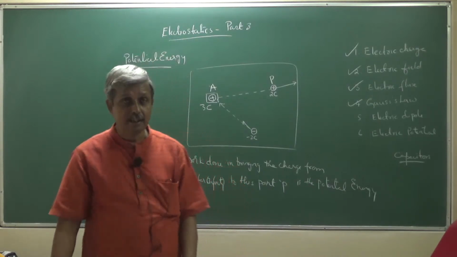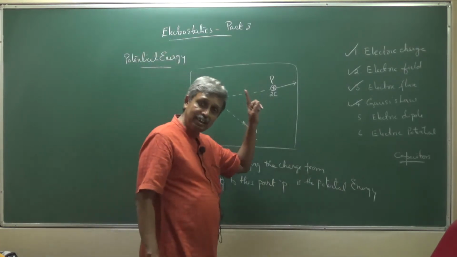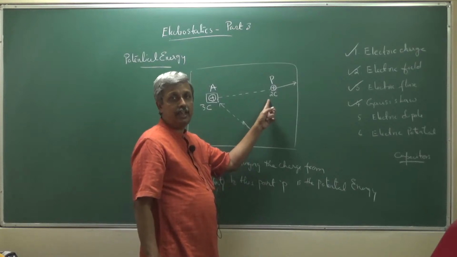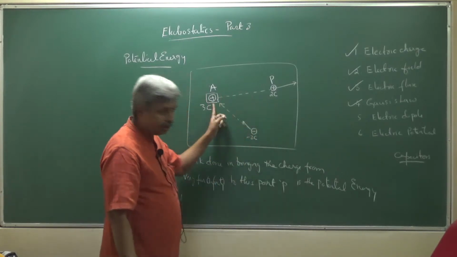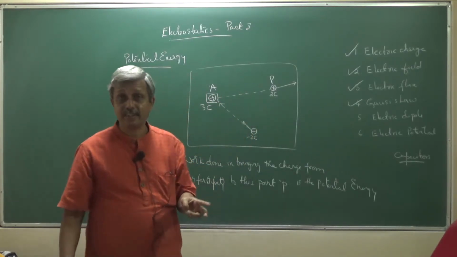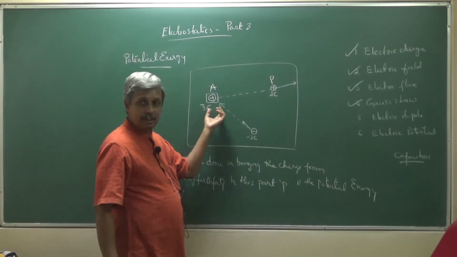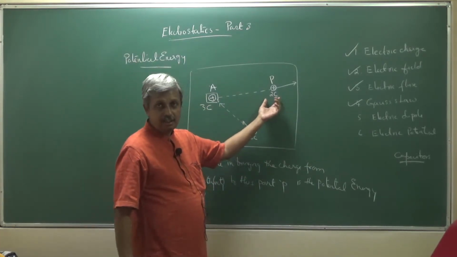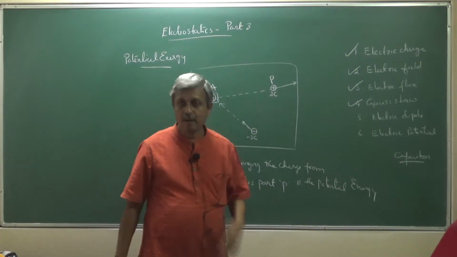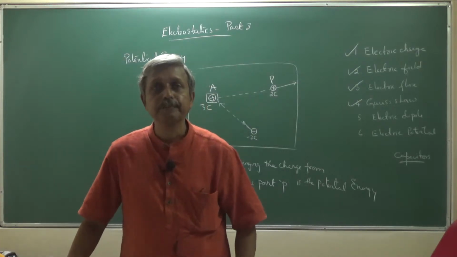Potential energy at this point for this charge, with respect to the other charge. So there are so many variables. There are three variables. One is how much is this charge. Second is how much is this charge. The third is how much is the distance between. All of them are there.